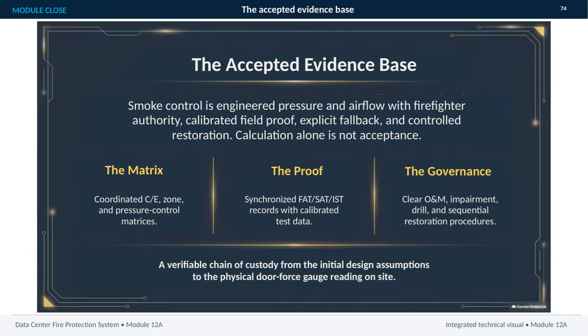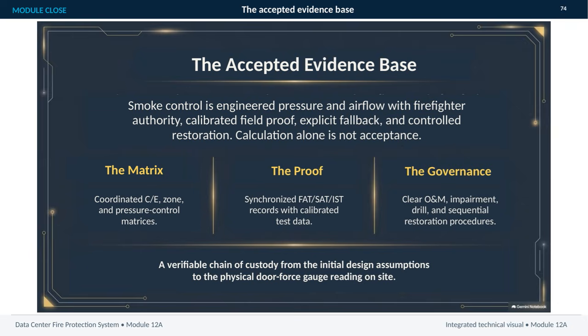The accepted evidence base is the point where a smoke control design becomes something that can be trusted in operation. The central idea is simple. Calculation alone is not acceptance. Acceptance requires engineered pressure and airflow, exercised under firefighter authority, supported by calibrated field proof, explicit fallback arrangements, and controlled restoration after an event. That evidence has three connected parts.